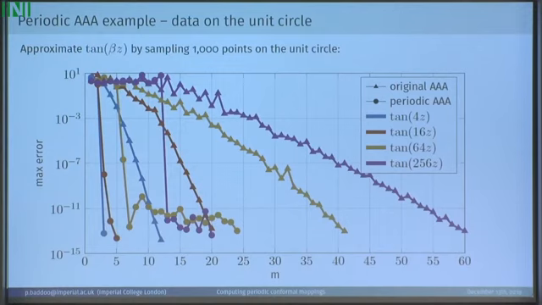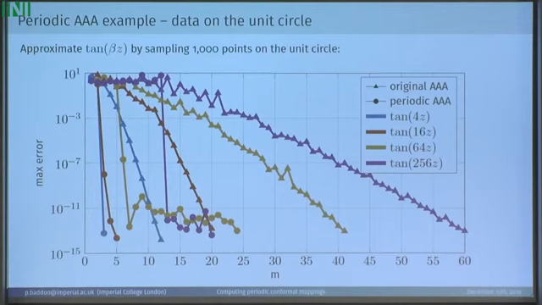And in every case, it outperforms the original AAA algorithm. But it should, because we told it extra information. So it'd be pretty bad if we told it extra information and it did worse. So this is quite reassuring that it did perform better with the extra information.